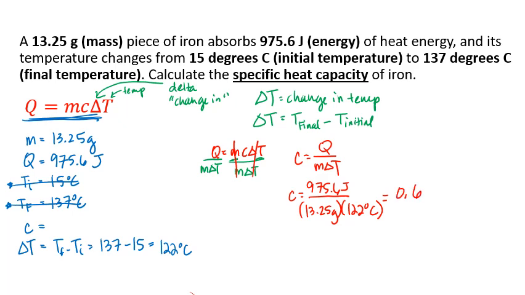In terms of units, none of these cancel out, so we need to carry the units all the way through. So this is going to be joules divided by grams times degrees Celsius. So that's going to be our answer in this case.